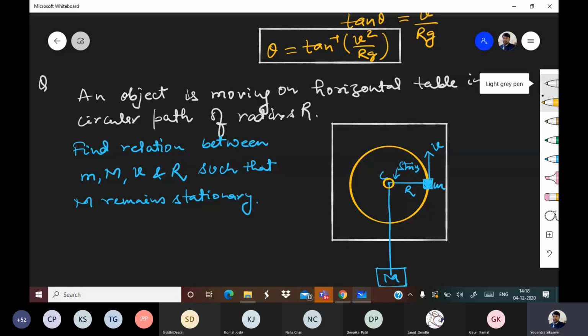Okay, everyone, please pay attention. Now for small m, what we can see is, pay attention.